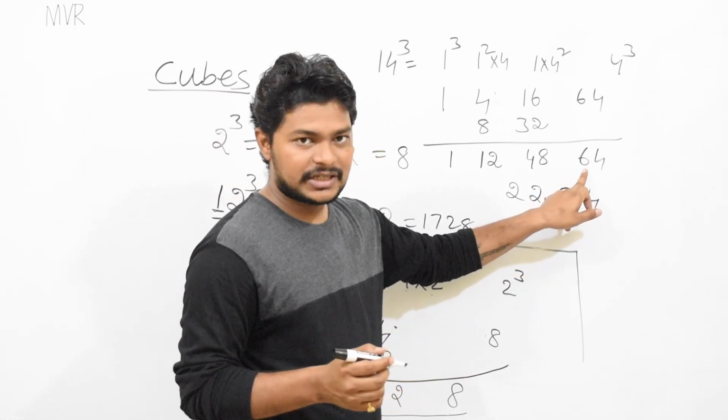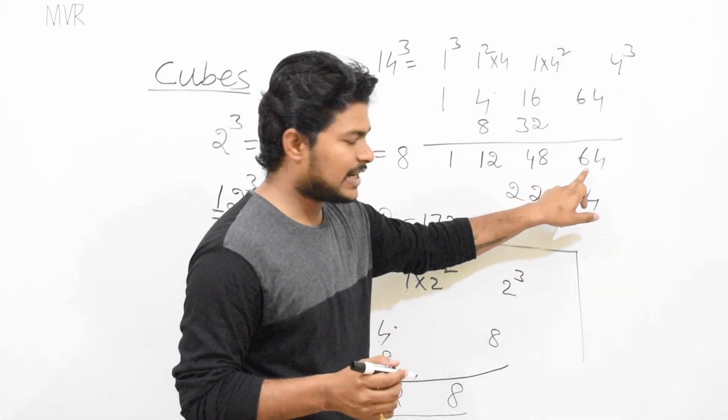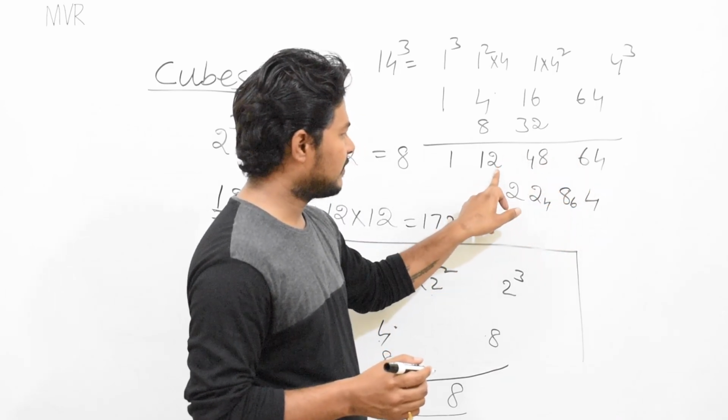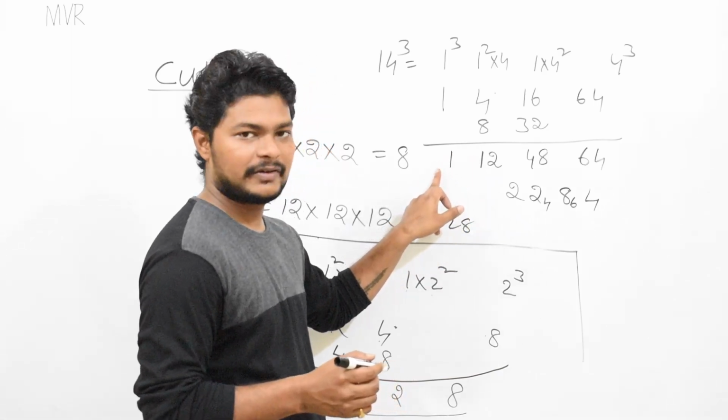This tens digit should be in tens place. So this will act as a carry of this previous digit. This will act as a carry of this previous digit. This will act as a carry of this previous digit.